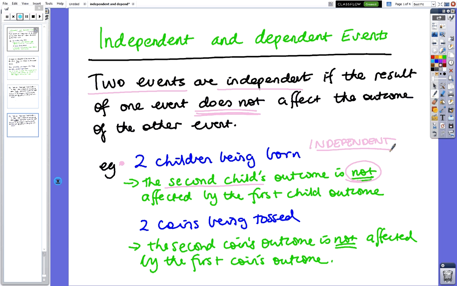Another example would be two coins being tossed. The second coin does not have a brain. It does not know what happened in the first coin. So this is another example of independent events. If one event does not affect the other, they're independent.